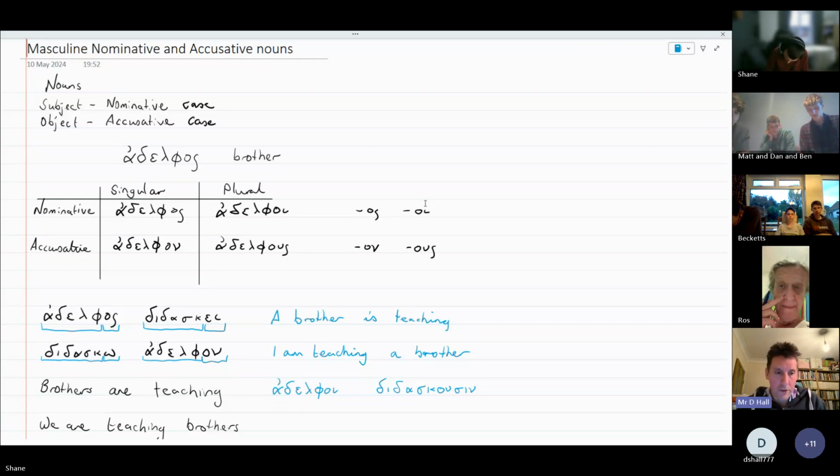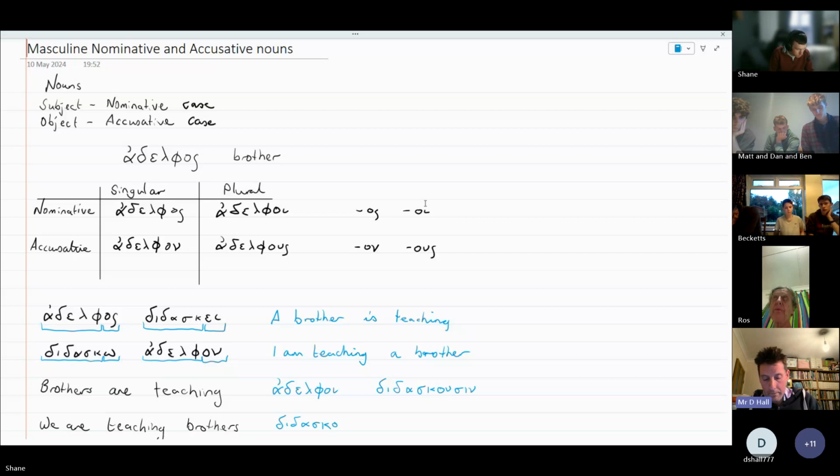So I've done one of every combination just so that you can kind of get the idea. We are teaching. So we are doing the teaching, not the brothers. So the subject here, there is no subject given, and we don't need to do anything for that in Greek because the verb incorporates the we or the I or the he, she, it. Okay, so we're going to use the verb didask. And then we're going to go for our first person plural because we are, and that's omen. So didaskomen means we are teaching, and now we're putting in a subject.